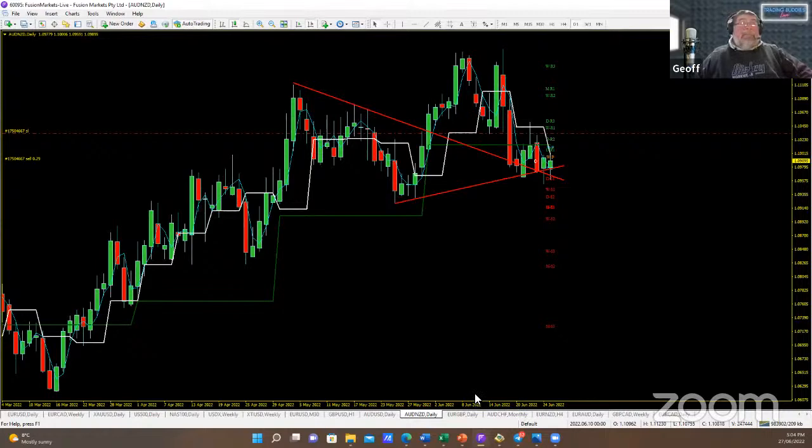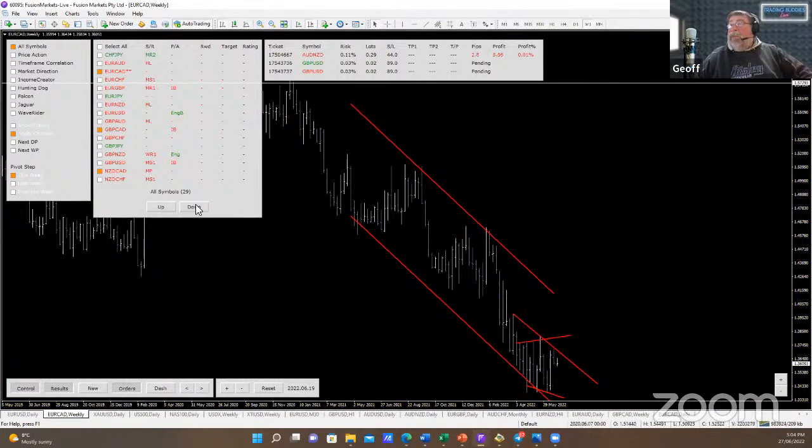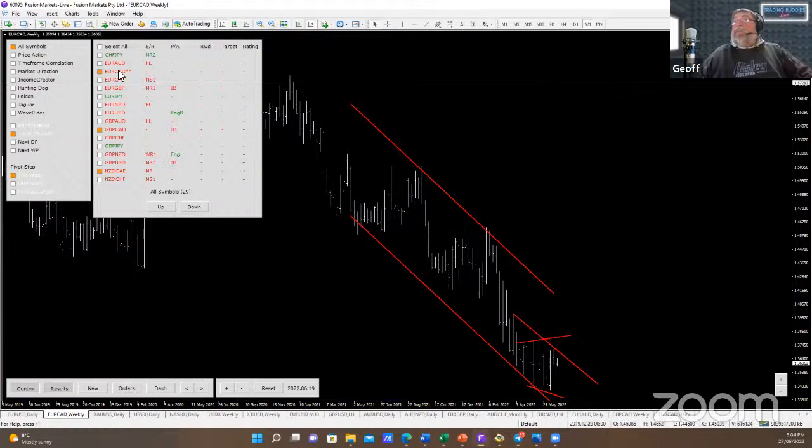Of interest today are 3 pairs. We can really have a look at that on the weekly game changer bars. And the first up is Euro CAD.